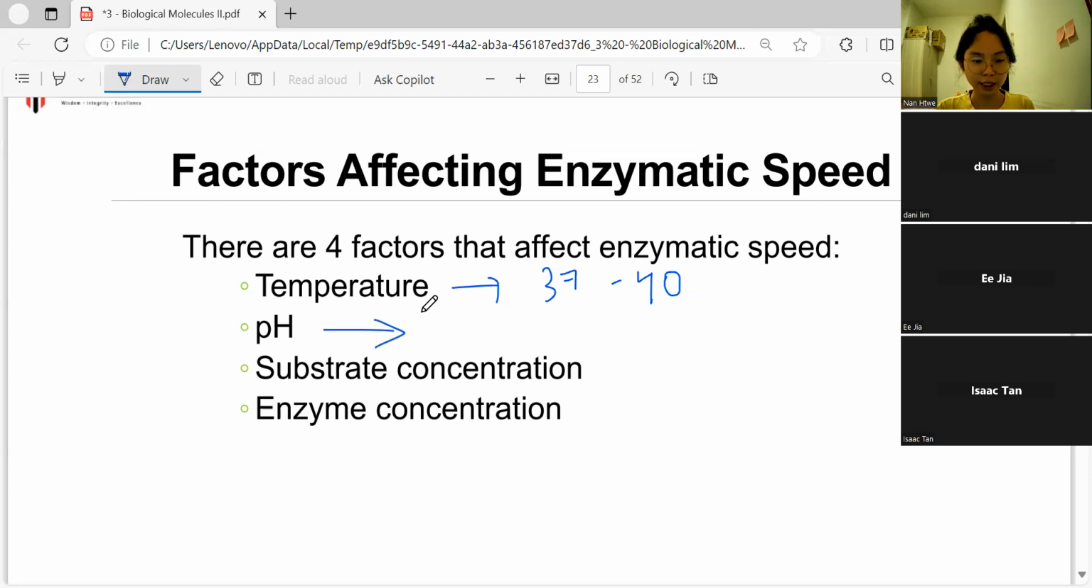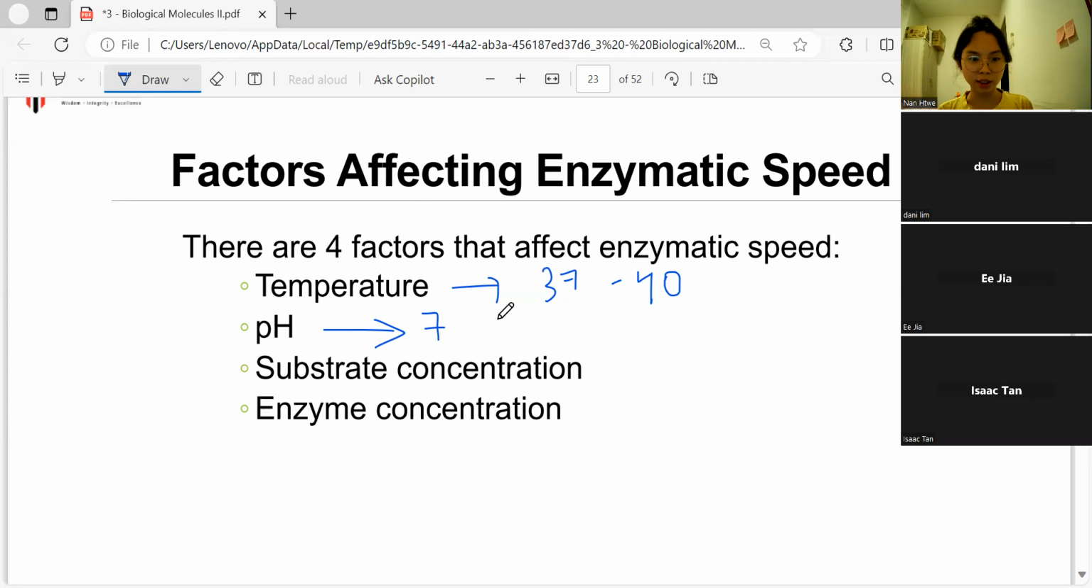So for pH, the optimal pH is 7. So what happens when the temperature is too low or too high? What happens if the pH is too low or too high? What happens is that, in those extreme conditions, the bonds in the enzymes will be broken, especially the hydrogen bonds. Just now I said that enzyme has a tertiary structure, right? And for the tertiary structure, we have hydrogen bonds, disulfide bonds, and so on. But especially when temperature or pH is too high or too low, the hydrogen bonds in the enzyme will start breaking.